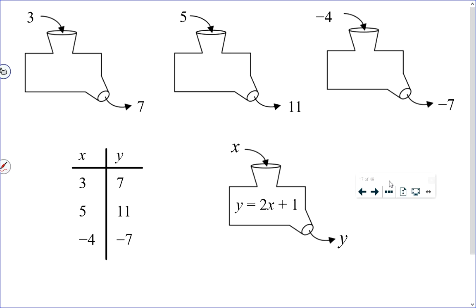It turns out that what's happening is the relation is taking x, doubling it and adding 1. So if you take 3 and double 3 and add 1, you get 7. Doubling 5 gives you 10, adding 1 gives you 11. Doubling -4 gives you -8, plus 1 is -7. So that's an example of what a relation is doing.